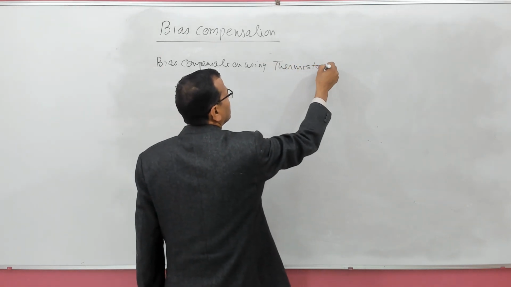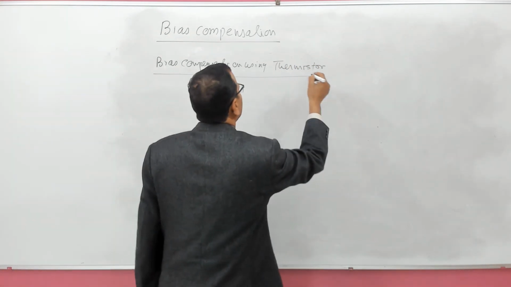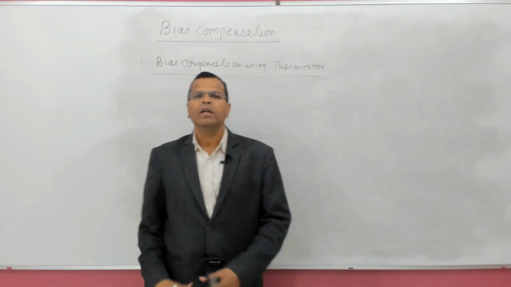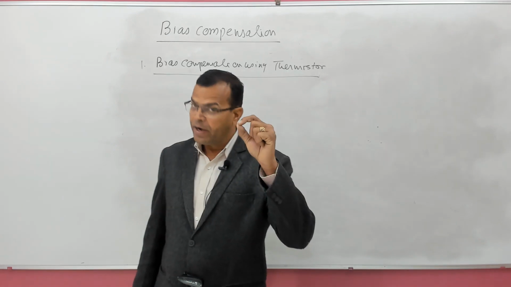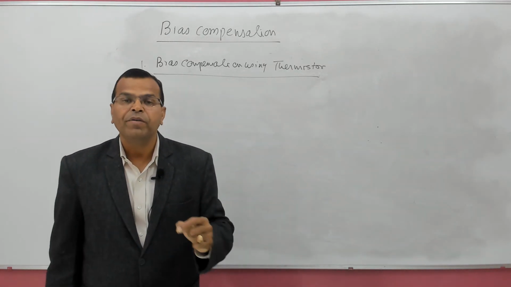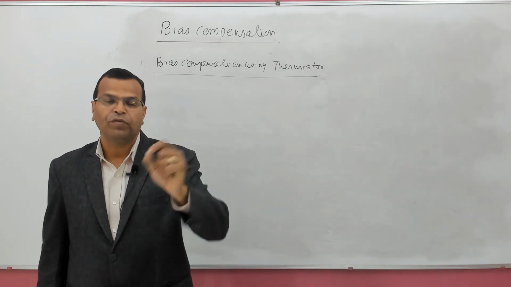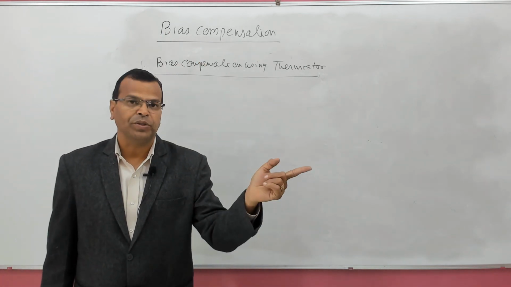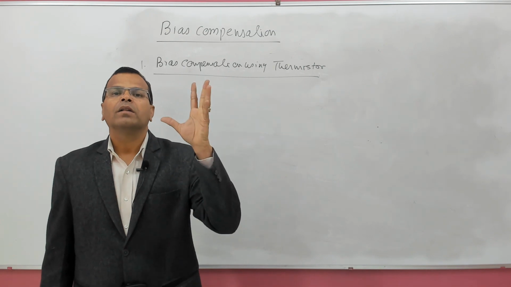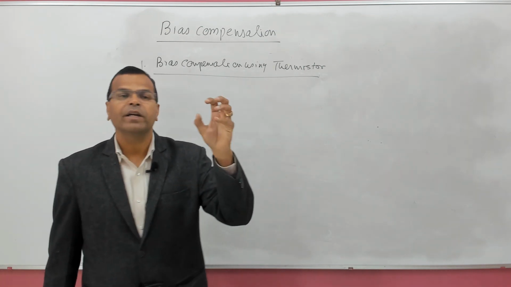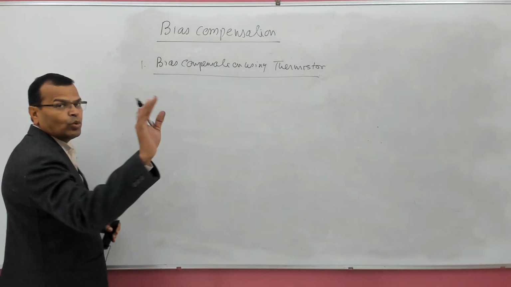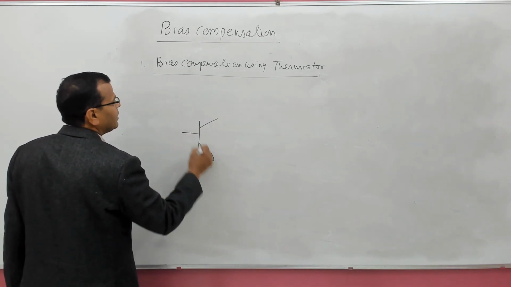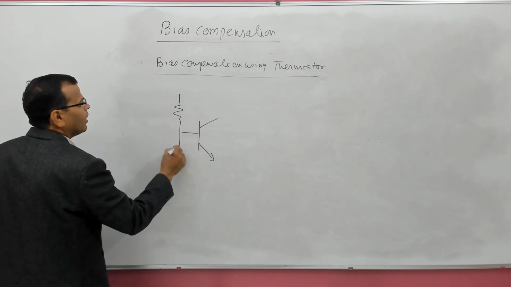First I will be talking about the thermistor. Thermistor is basically a semiconductor device having negative temperature coefficient. What is the meaning? Its resistance reduces with increasing temperature. There are two circuits for bias compensation using thermistor. Let us see both circuits one by one.